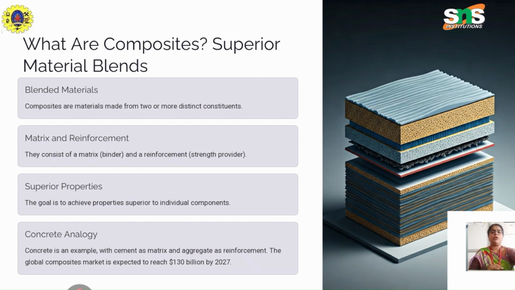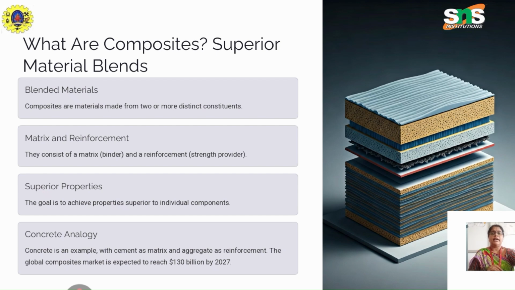So what are the superior properties of composite materials? The goal is to achieve properties superior to the individual components. You will have different individual components like polymer, metal or ceramic. When you join these together, they will give superior properties, that is, there will be superiority in terms of quality. It will be light in weight, it will have good strength, it will be more flexible, etc.